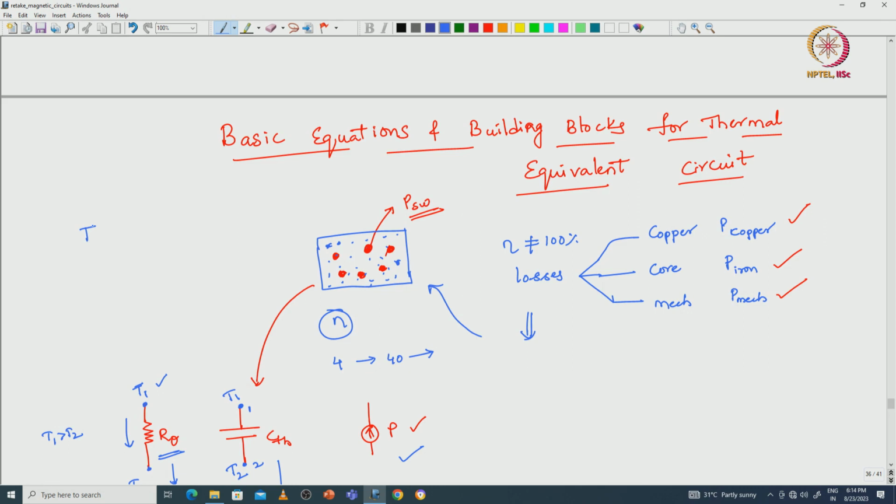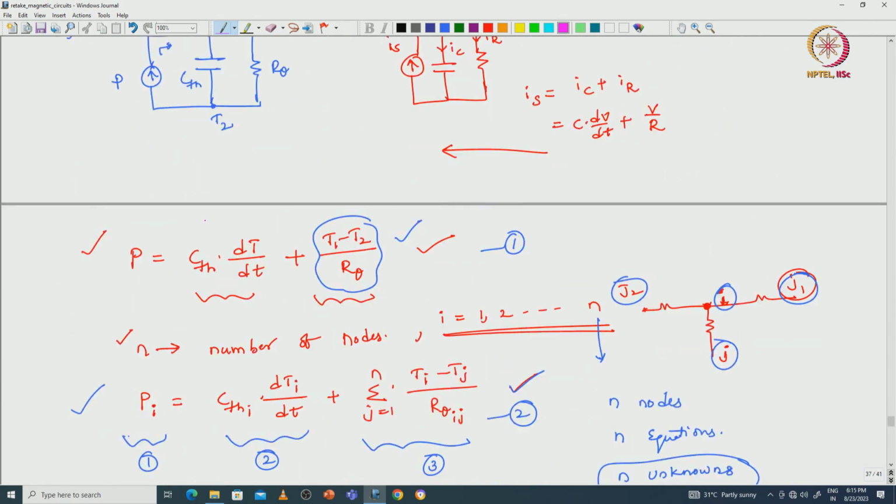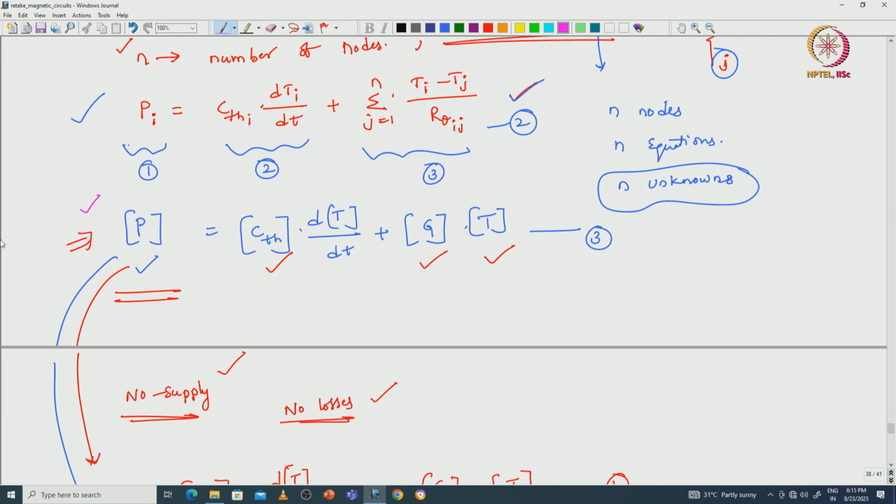Let us say the temperature at a particular node is greater than the safe operating limit. Consider this is the node. At this particular point, the operating temperature is greater than the safe operating limit. In this situation, the thermal system we have implemented is not suitable. So we have to make an appropriate design for the thermal system. We can use either forced cooling or some liquid cooling, we can utilize liquid based cooling. Otherwise, on the other side, if the temperature at all nodes is coming less than the safe operating limit, then no need to modify the thermal design. So this is the basic equation to analyze the temperature at various parts of the machine.